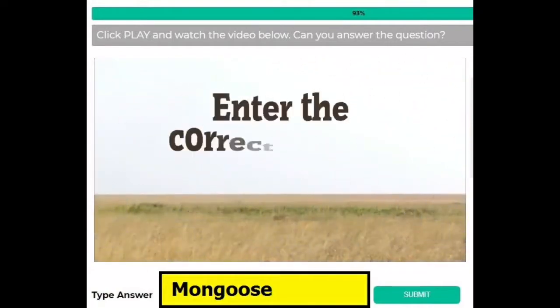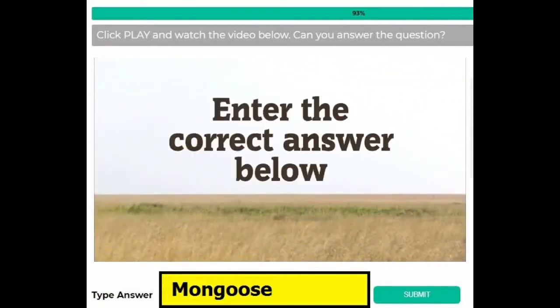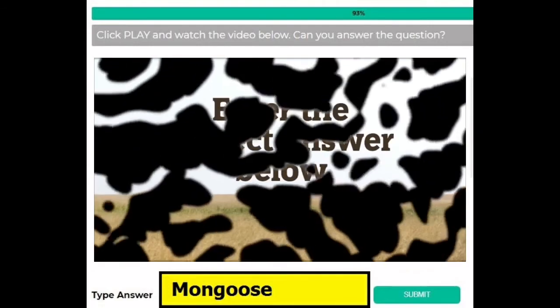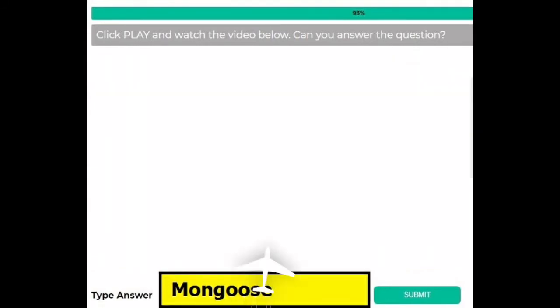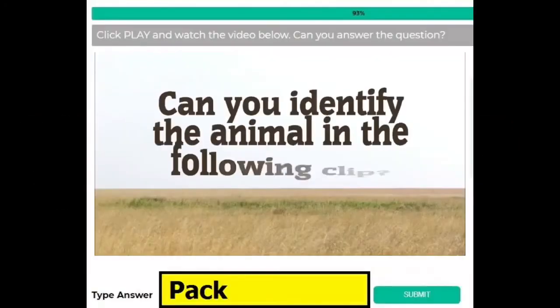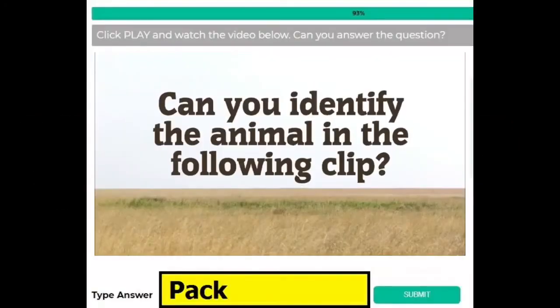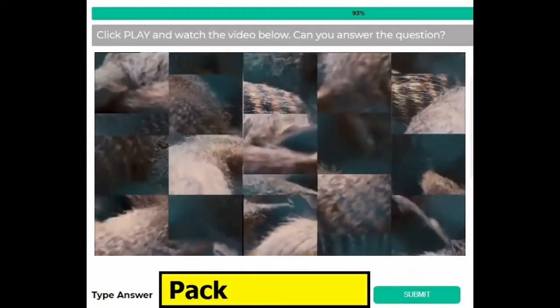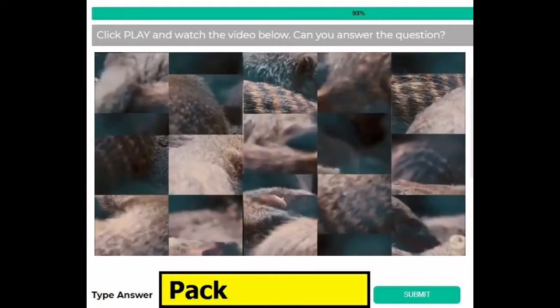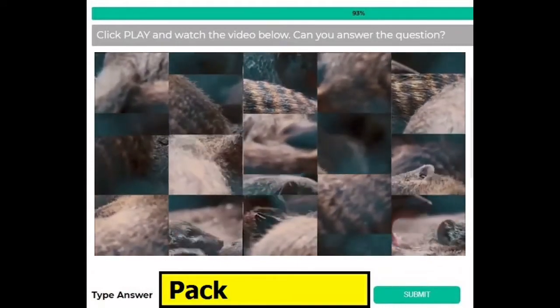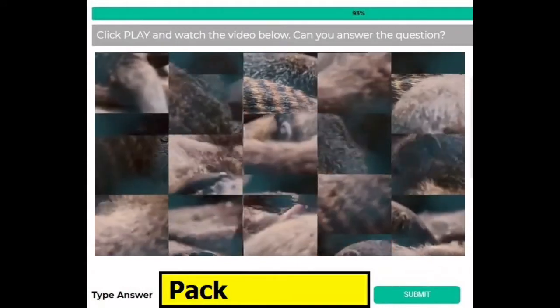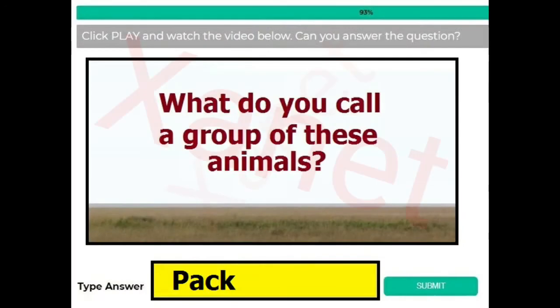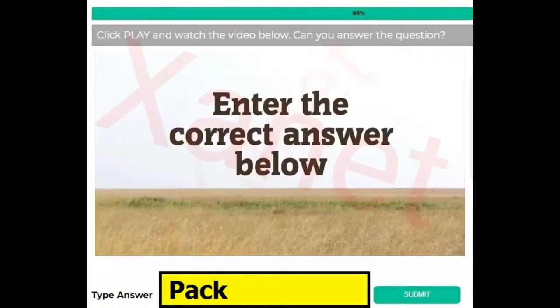Now you can see here, it's only written enter the correct answer below. So if you find this, then the answer is mongoose. So please watch the video carefully. Now similarly, for version 2 of this question, you can see it is asked, what do you call a group of these animals? And if you find this video, then your answer is pack.